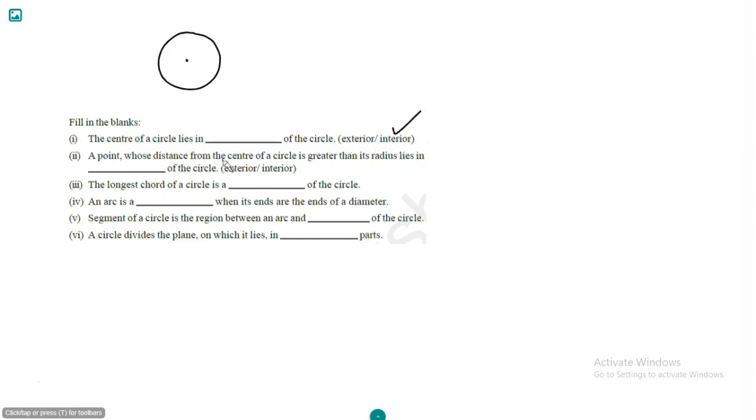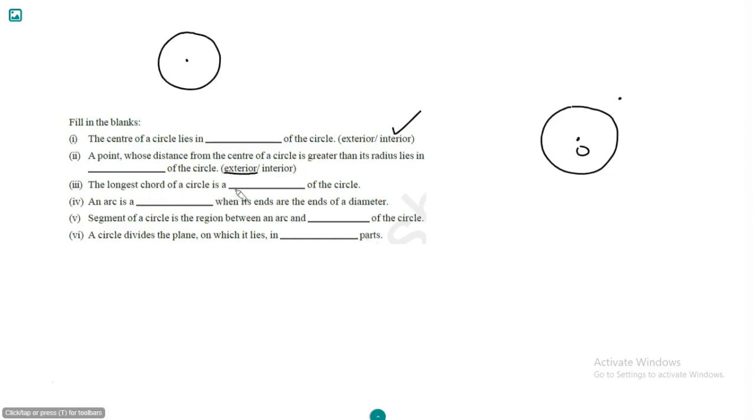A point whose distance from the center of a circle is greater than its radius lies in the dash of the circle. Let's read that again. A point whose distance from the center of a circle is greater than its radius lies in the dash of the circle. So if you have a circle like this with the center over here, if you choose a point whose distance is greater than the radius, it has to be outside the circle, right? So it has to be in the exterior. So that's the right choice.